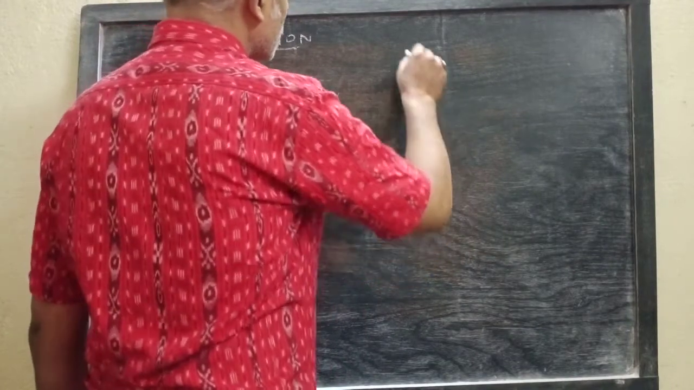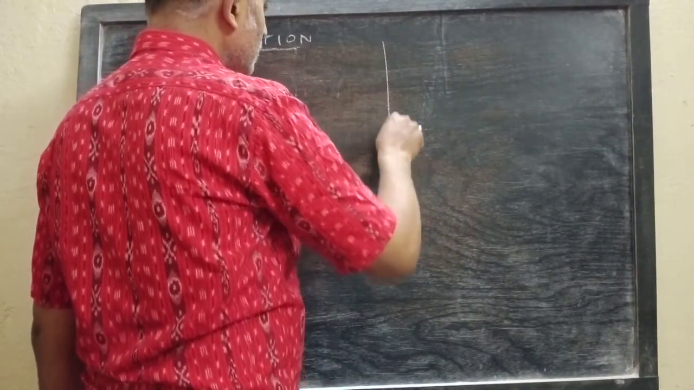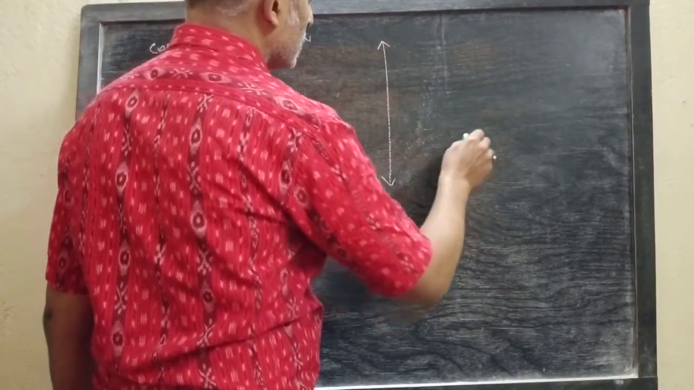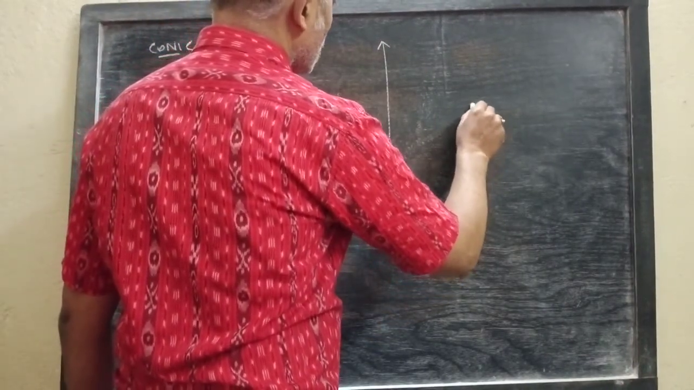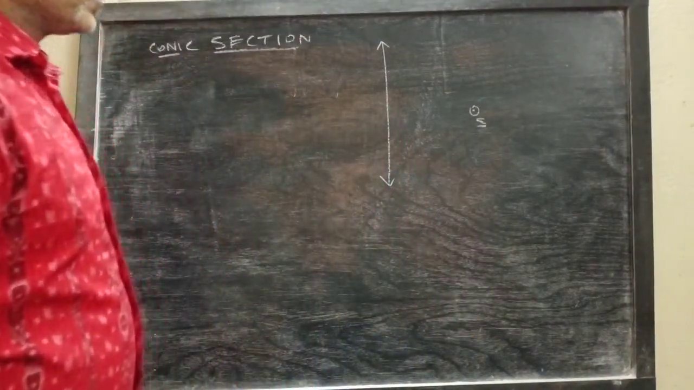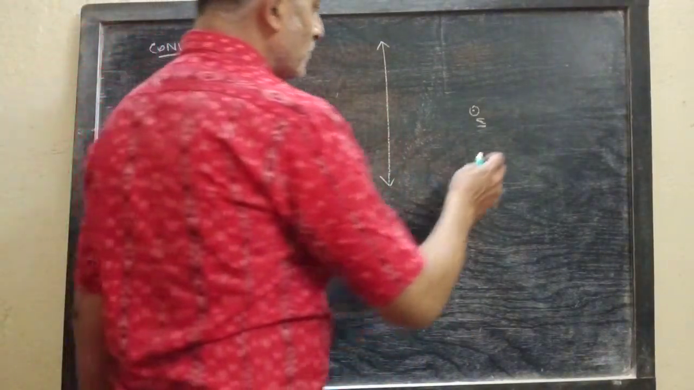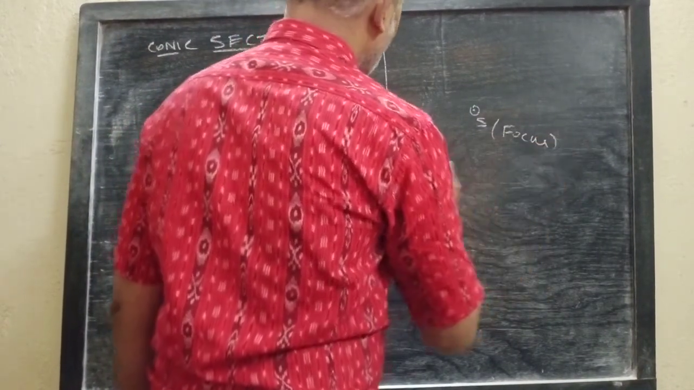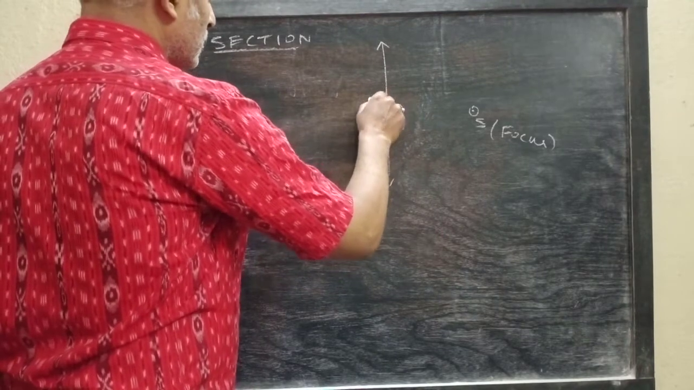For this, we have to consider a straight line which is fixed and a fixed point. This fixed point is called focus and this fixed straight line is called directrix.